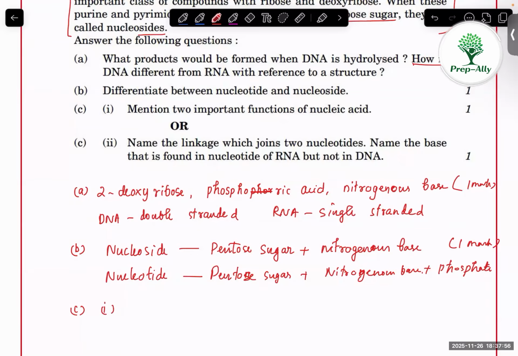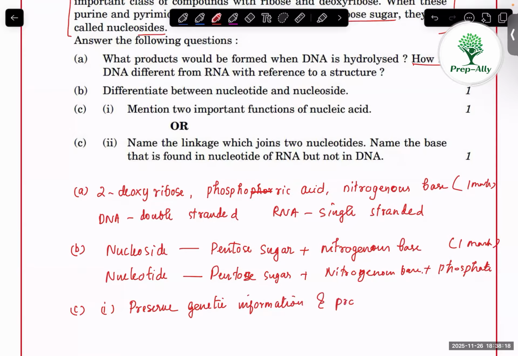Two functions means only two things you need to write down. Mainly, nucleic acid only has two functions. Basically two functions. First thing is to preserve genetic information, or I can say transfer of genetic information, that is all.